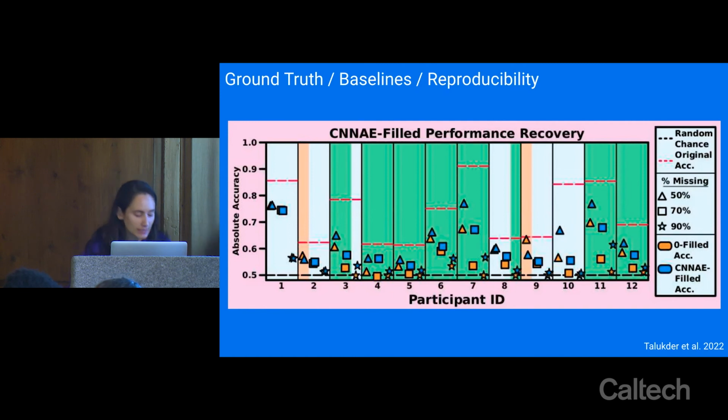Sam, could you explain again why the zero fill is the baseline for the CNN AE fill? Okay, so Sam's question is, why is the zero fill the baseline for the CNN AE fill? The zero fill is the baseline for the CNN AE fill because we don't know what the performance is like when those electrodes are completely gone. Because we're using our model to fill back in this data, we need to understand what the performance is when that data isn't even there.